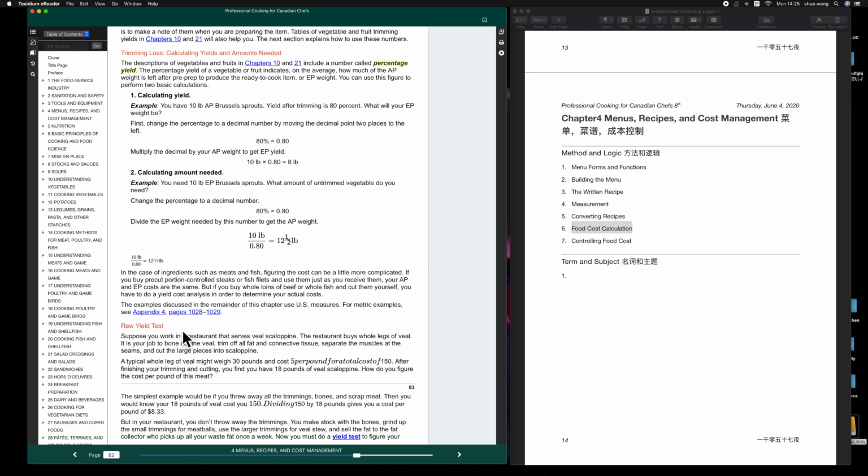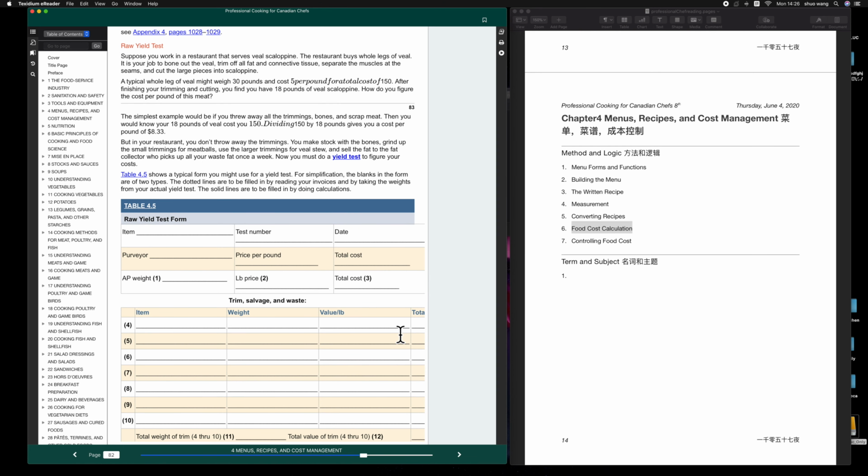you buy pre-cut portion-controlled steaks or fish fillets and use them just as you receive them. Your AP and EP costs are the same, but if you buy whole loins of beef or whole fish and cut them yourself, you have to do a yield cost analysis in order to determine your actual costs. The examples discussed in the remainder of this chapter use US measures. For metric examples, see Appendix 4.